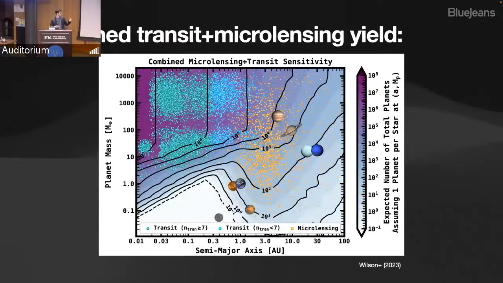And so here's just the combined expected yield of the Roman galactic bulge time domain survey from transits and microlensing. This will allow us to both detect solar system analogs as well as provide an order of magnitude more planets than we've ever detected before. So this bulge survey is really going to revolutionize exoplanet science.